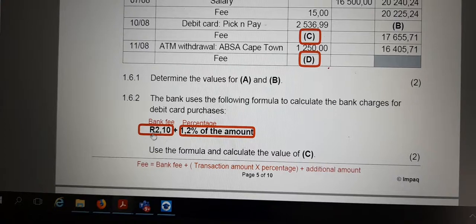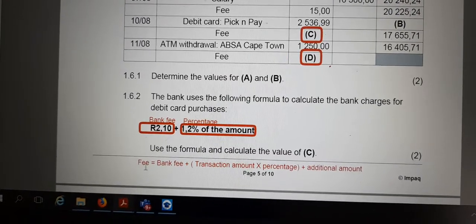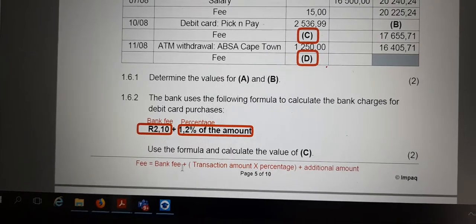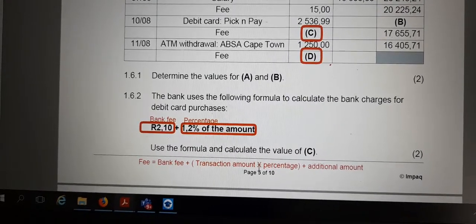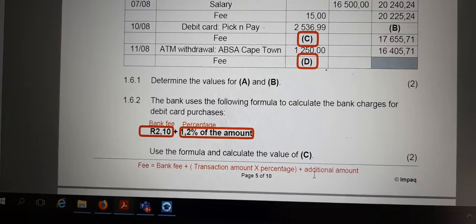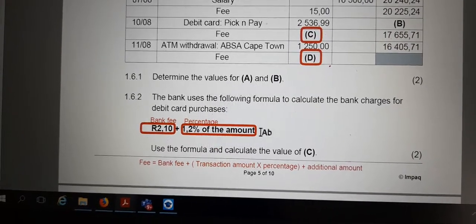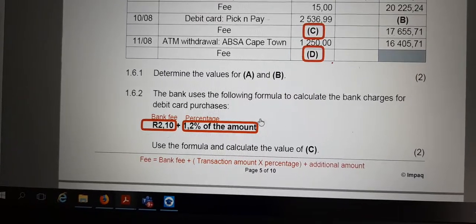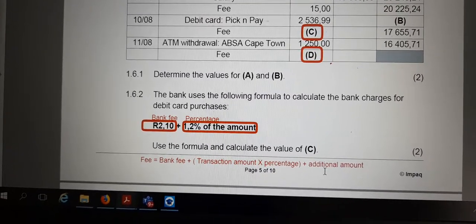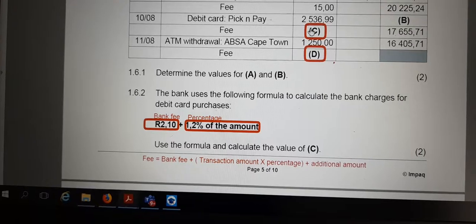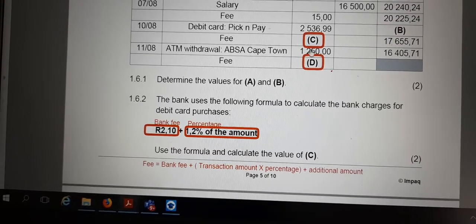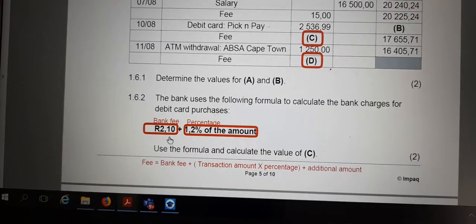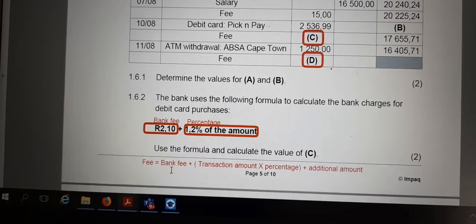So please, when you get these formulas, change them to these words. You say fee is equal to bank fee plus transaction amount times percentage plus additional amount, if there is an additional amount here. If there is no additional amount here, you don't put this option, but it's fine. So now let's look at C. We will underline C. Okay, so we will take our bank fee, we will put it here.